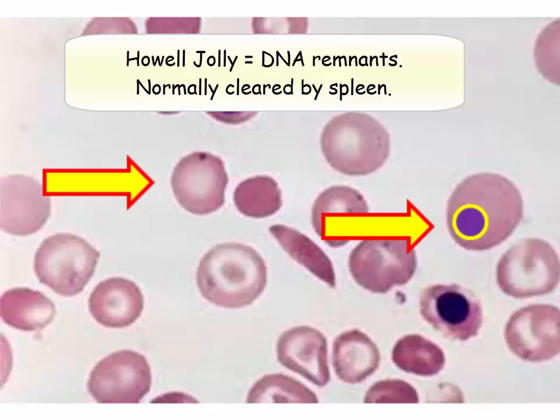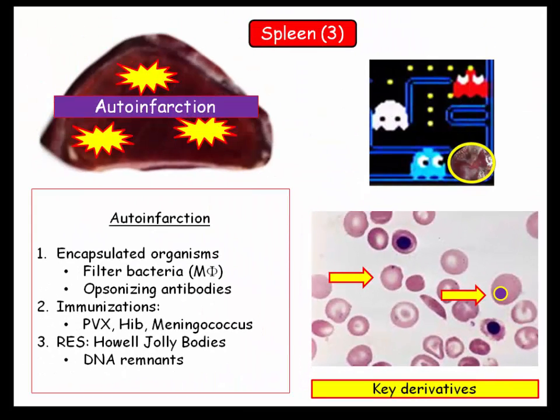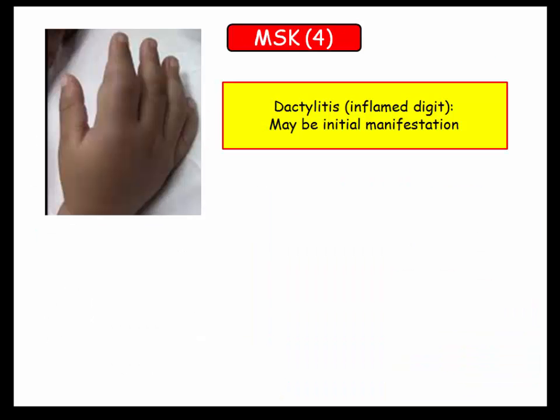Their presence signifies loss of splenic function. And that's how they play the spleen game: sequestration, infection, and smear. Let's move on to bone. This is pretty straightforward once you get it on the brain.